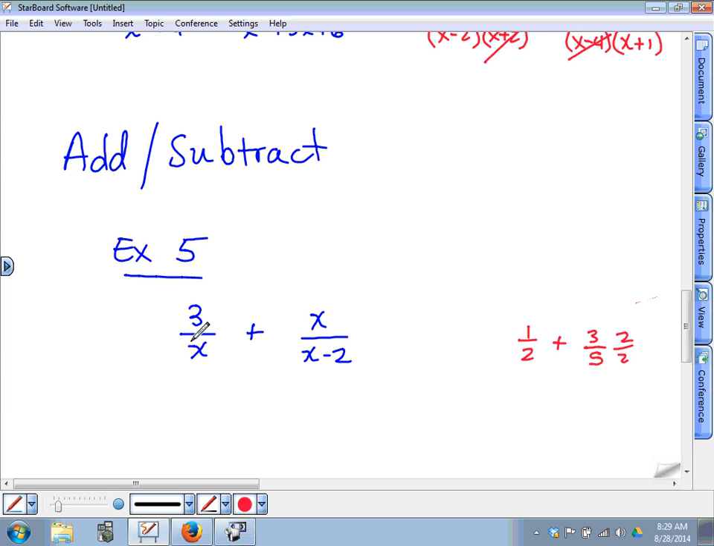So do the same thing over here. If I have an x here, I need to have an x over here. If I have an x minus 2 on the right side, I have to have the whole entire x minus 2 on the left side. You can multiply a fraction by 1, and x over x is just 1, x minus 2 over x minus 2 is just 1. Assuming, I guess, that x doesn't equal 0 and x doesn't equal 2.